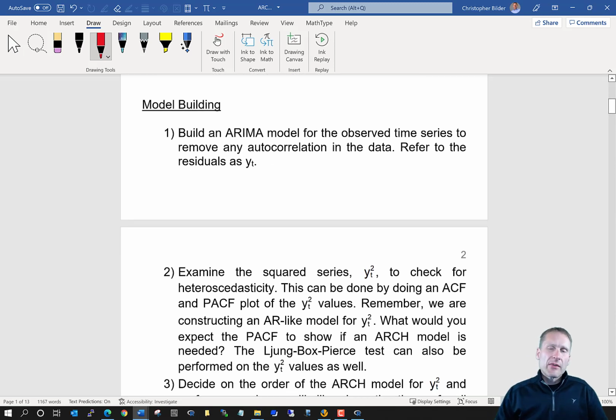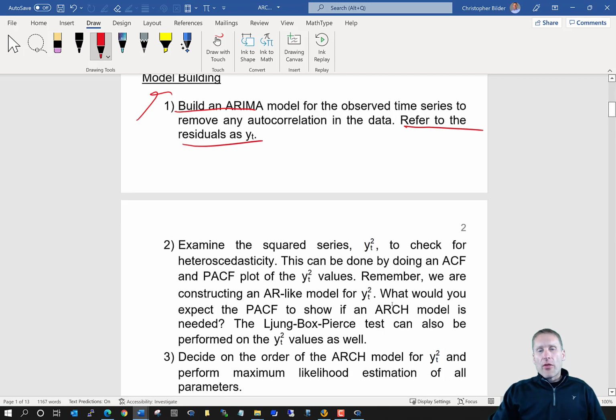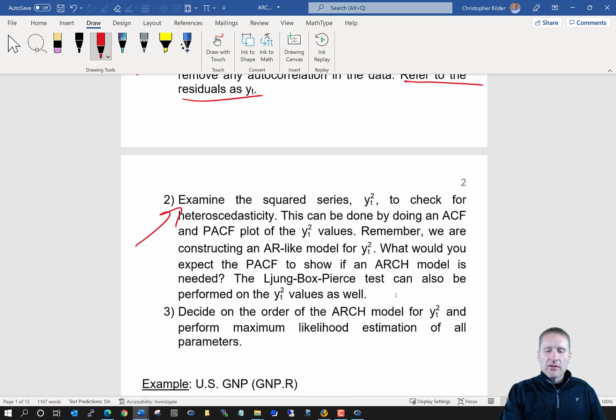So then this comes into a situation, well, how would I decide between the different kinds of models to use in this situation? So we can talk about model building briefly. What one could do is build an ARIMA model for the observed time series to remove any autocorrelation that is in our x of t. Refer to the residuals then as y sub t. Then we look at these squared residuals.